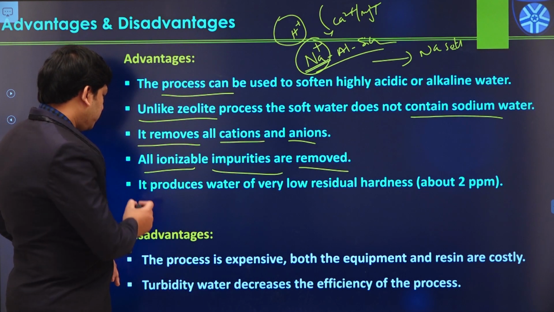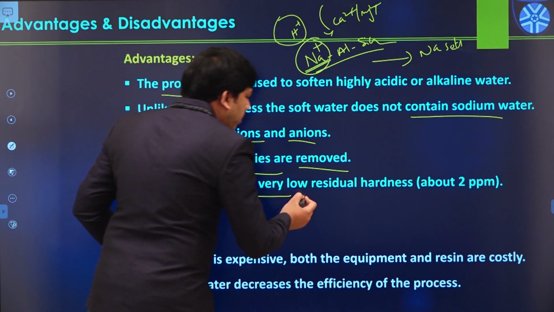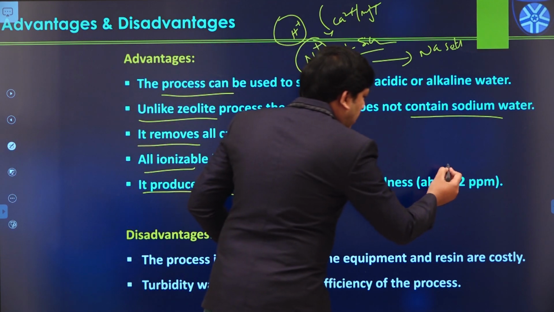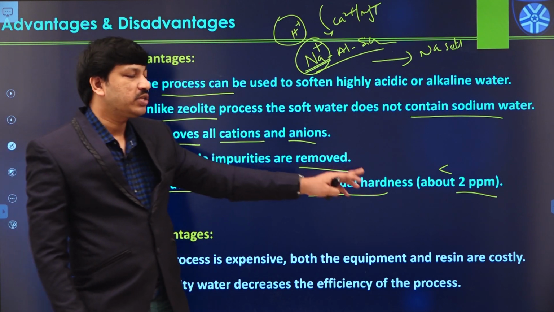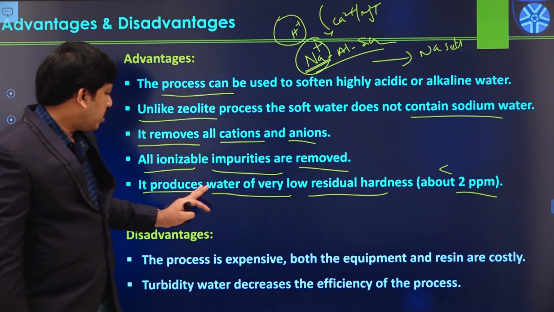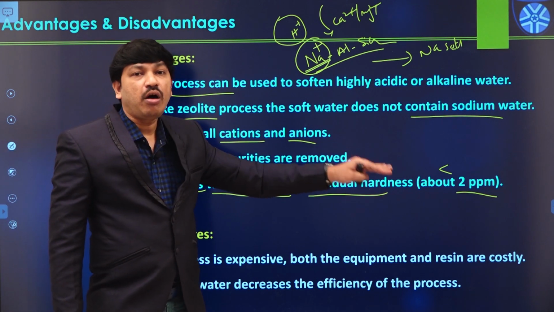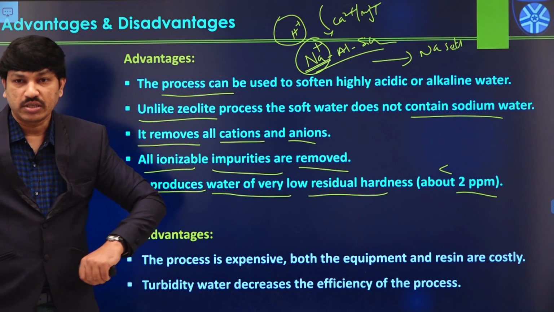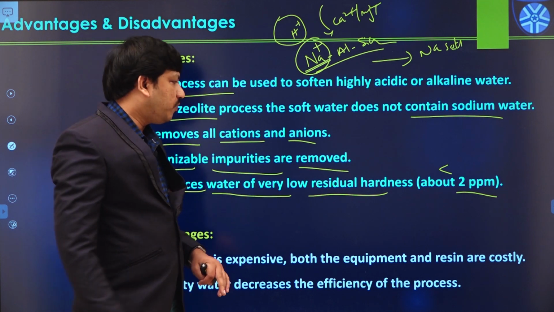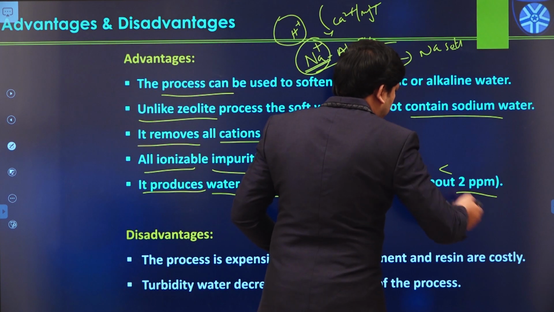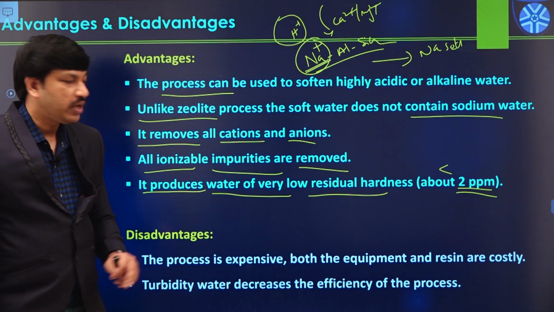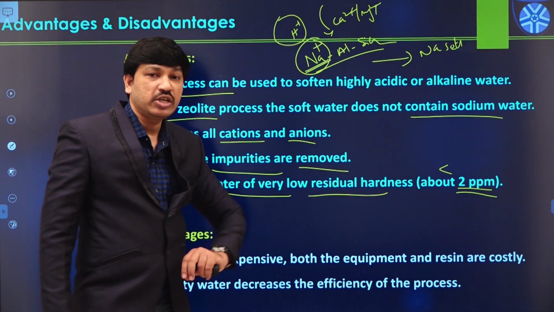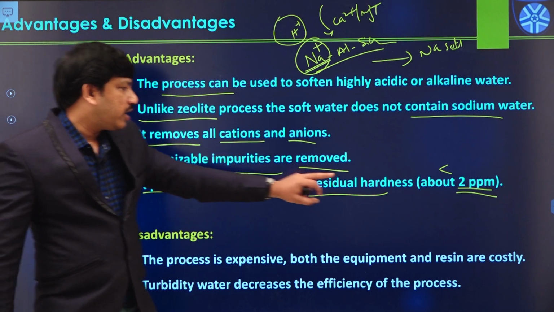That is possible. And it produces water with very low hardness value, less than 2 ppm. The ion exchange method effectively removes all the hardness producing substances like calcium and magnesium ions. If you see the hardness value after the purification method, that is actually less than 2 ppm. That is possible. Most of the industries require this kind of water sample only.